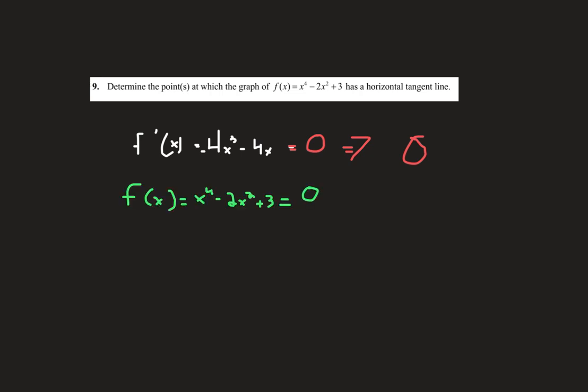So this is the corresponding y value, and we all know that these cancel out, and we're left with +3. So with these two values, we know that the graph has a horizontal tangent at (0, 3). And that'll be our answer.